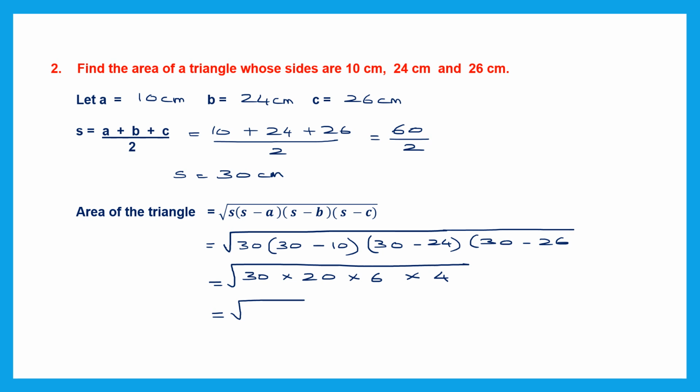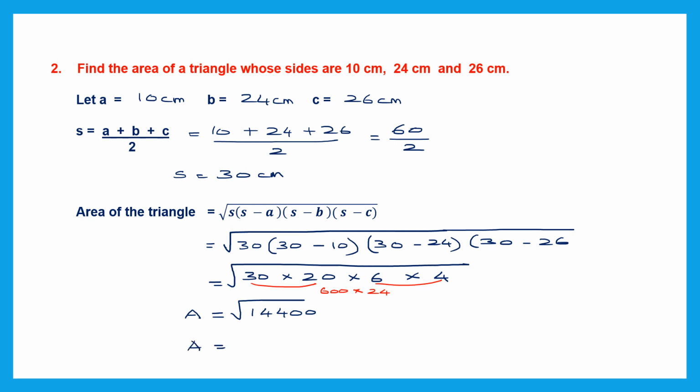So here let's take this. 30 into 20 is 600. And let's multiply these two. 6 fours are 24. So 600 into 24. So 24 into 6 is 144. And then there are two more zeros. So let's add the two zeros. So the area is the square root of 14,400. So now let's find the square root of this number.